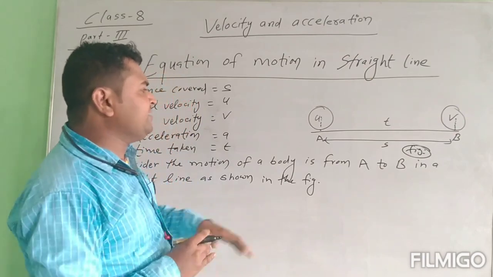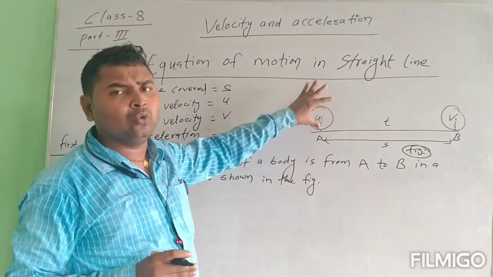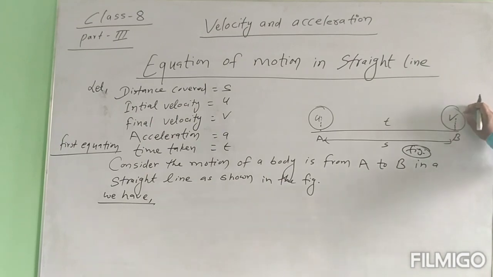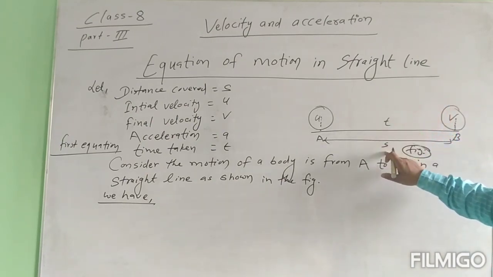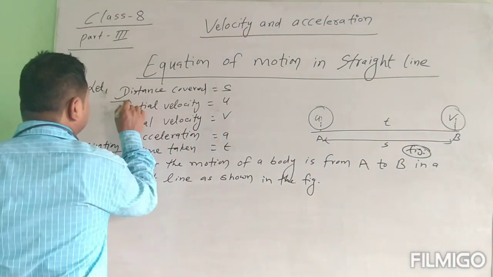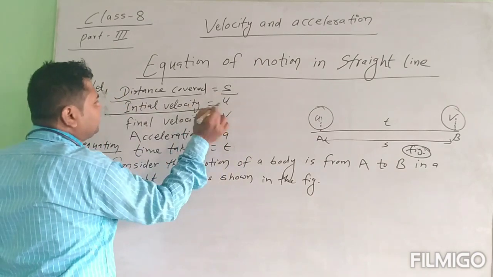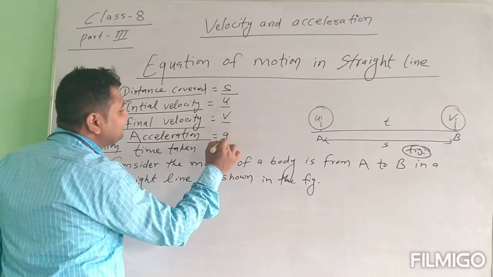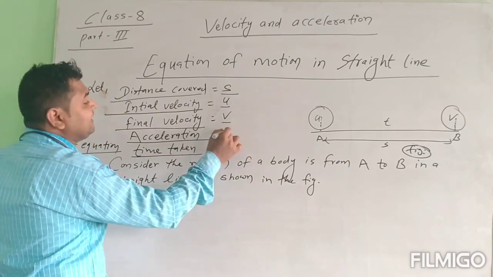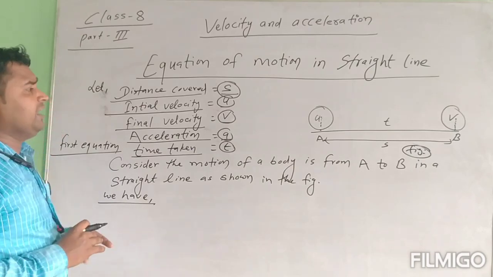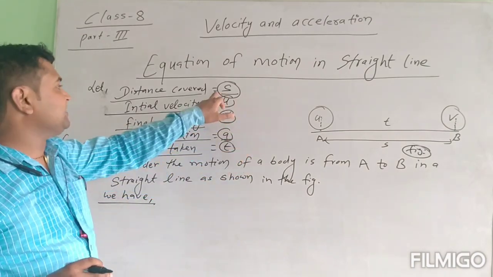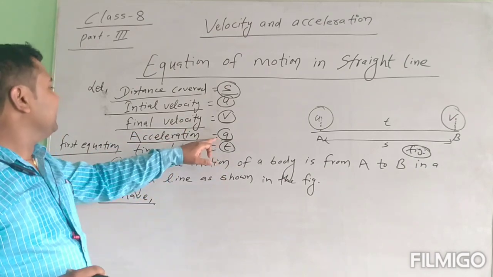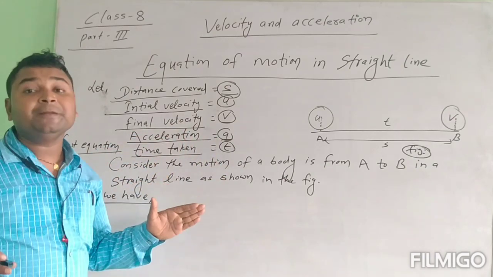Here in the figure, the initial point is denoted by u and the final point by v. The distance covered is denoted by s, initial velocity by u, final velocity by v, acceleration by a, and time taken by t. This is the short form, SUVAT: s stands for distance covered, u for initial velocity, v for final velocity, a for acceleration, and t for time taken.